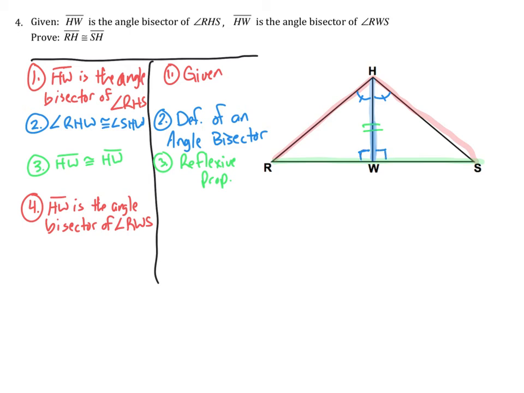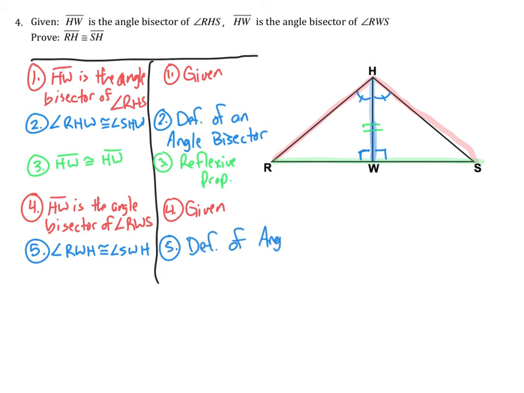Now we could go into the fact that they're 90 degrees. I never put my reason for 4: it was given. I could go into the fact that angle RWS or RWH or RSW is 90, but I don't really need to worry about that right now. And I'll show you why here in a second. So right now I can just say angle RWH is congruent to angle SWH. And my reason 5 is the exact same as reason 2, and it's the definition of an angle bisector.